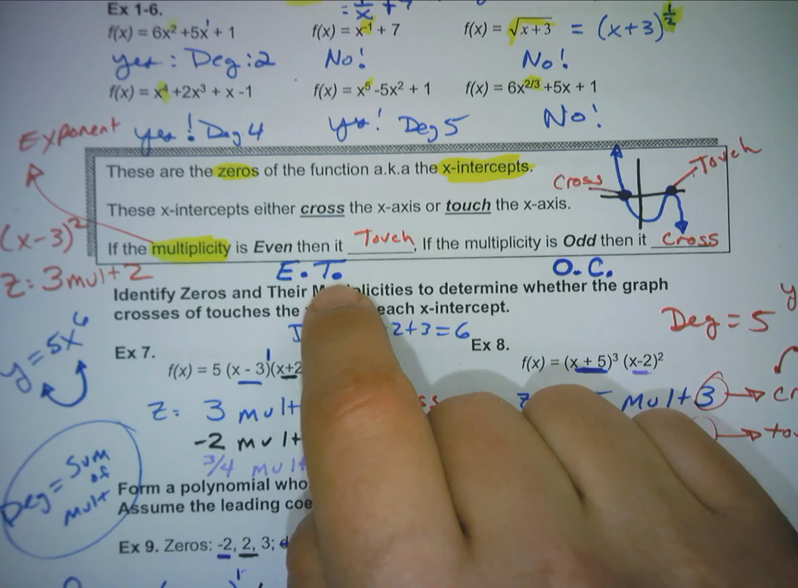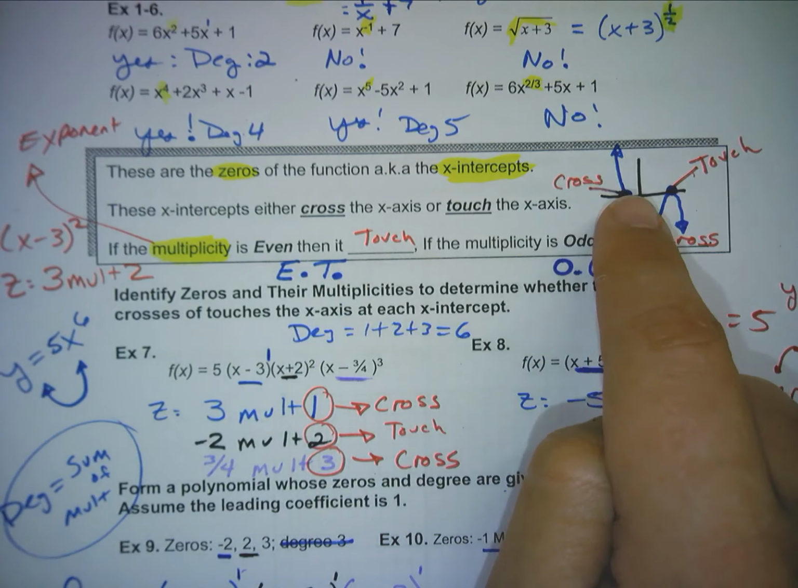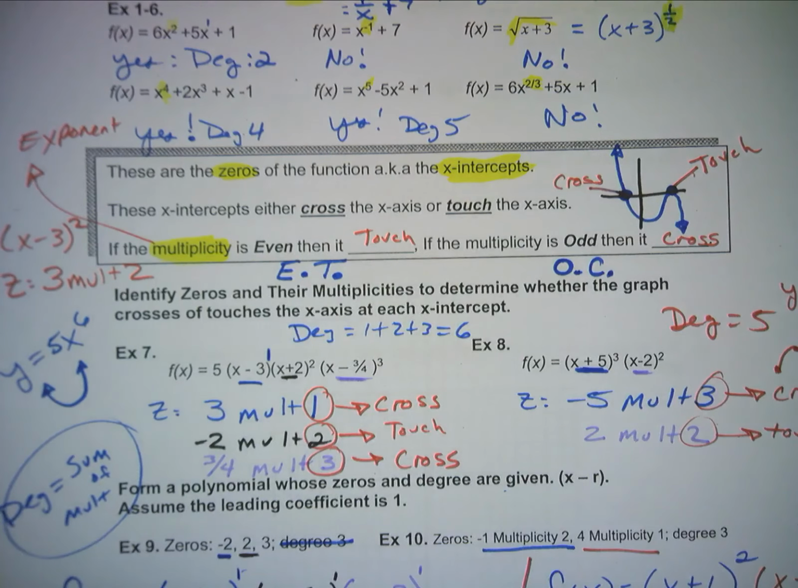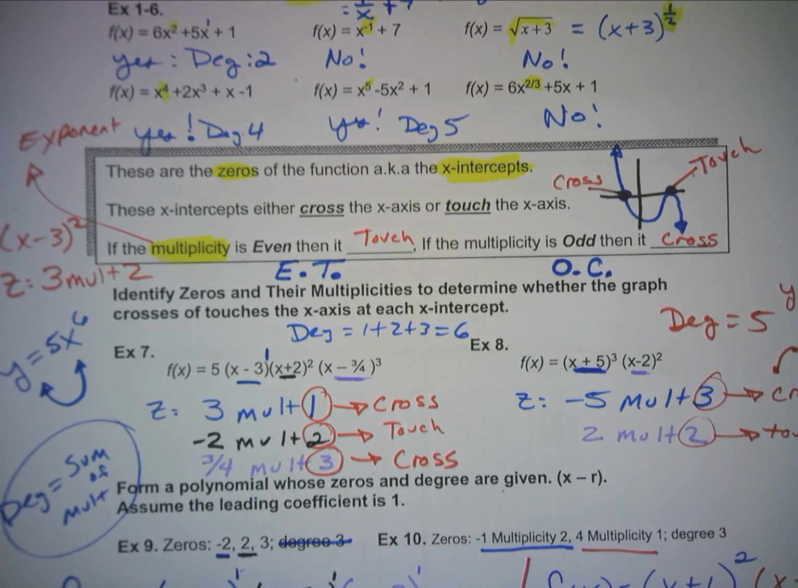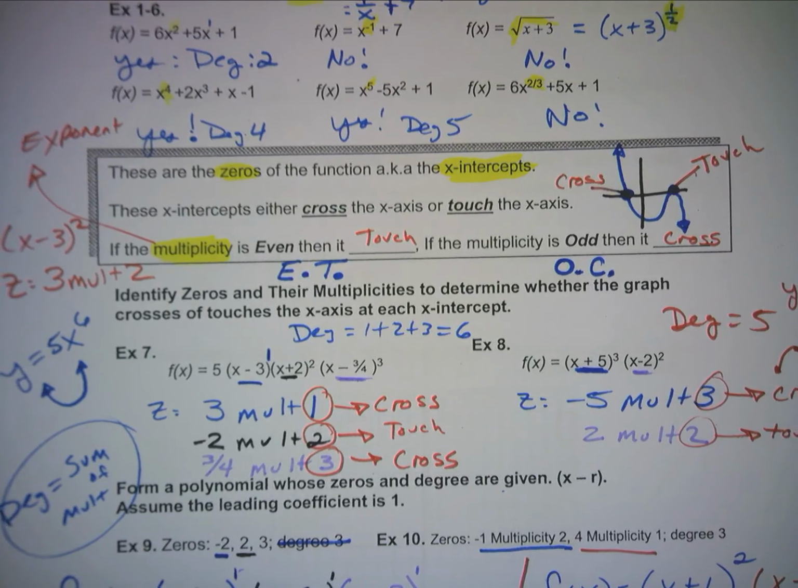Even multiplicities touch and odd cross. So this is an example of a cross and a touch. Okay. So to remind you, ETOC, I always remember it's odd when somebody's cross-eyed.